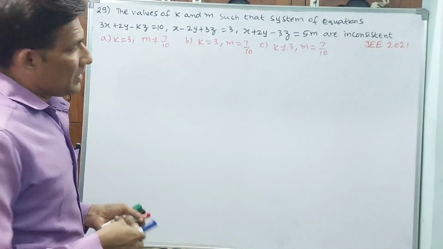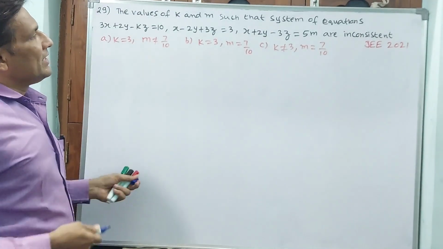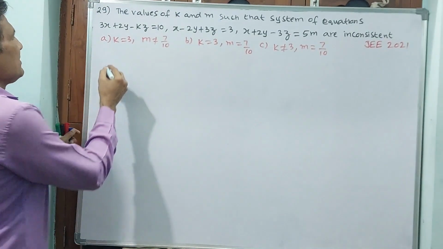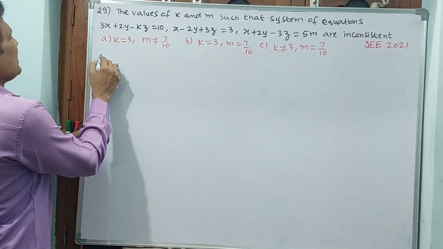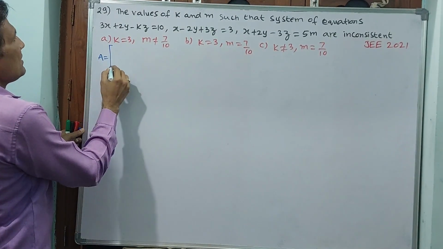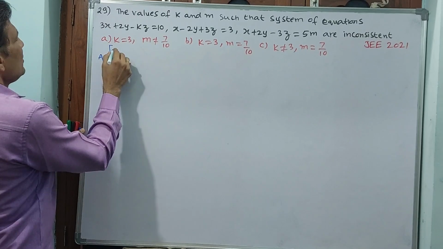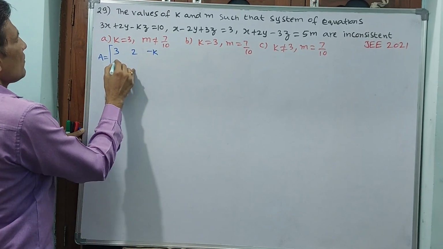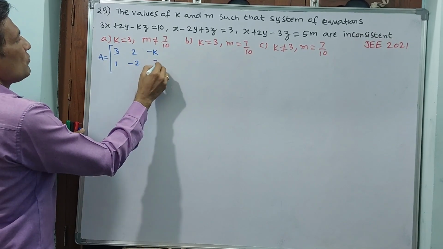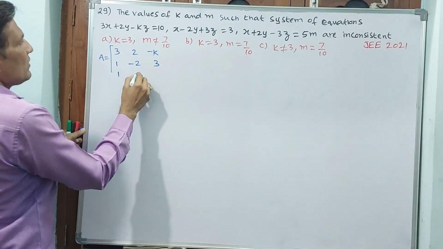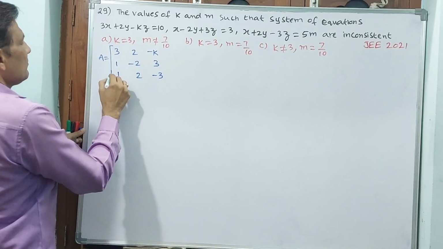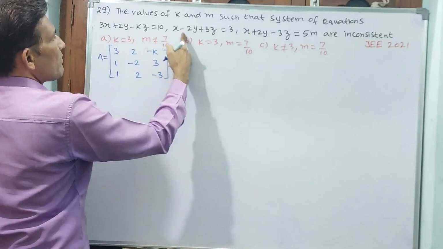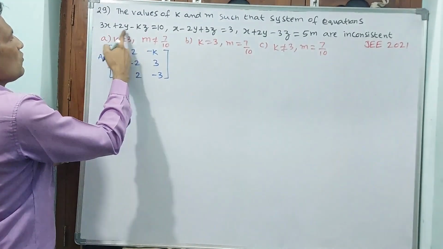Let us see. We know very well, let me write first matrix A and we will find determinant here. Matrix A is 3, 2, minus k; 1, minus 2, 3; 1, 2, minus 3.